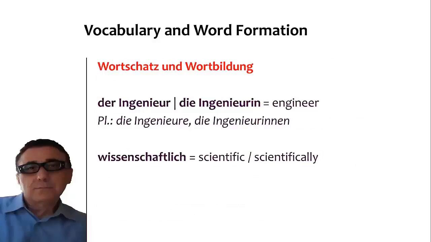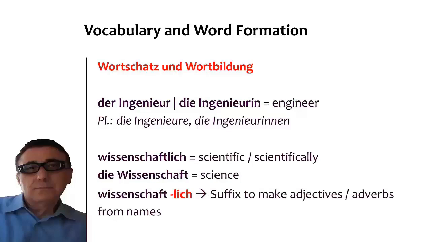Let's talk about some Wortschatz und Wortbildung, which is vocabulary and word formation. The most basic word, der Ingenieur, engineer, and the female form of this word is die Ingenieurin. As I told earlier, Wissenschaft with the article die means science, and the suffix lich comes together with this word and makes an adjective or an adverb from names.